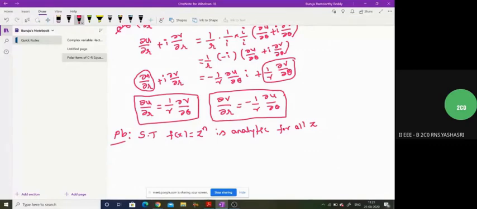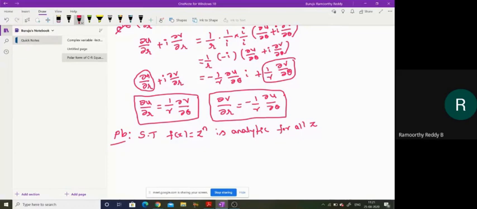So I'm splitting z squared = (x + iy) whole squared, sir. Then u = x² - y² and v = 2xy. Right. Then ∂u/∂x and the Cauchy-Riemann equations. That means we are using Cauchy-Riemann equations in Cartesian form, right?